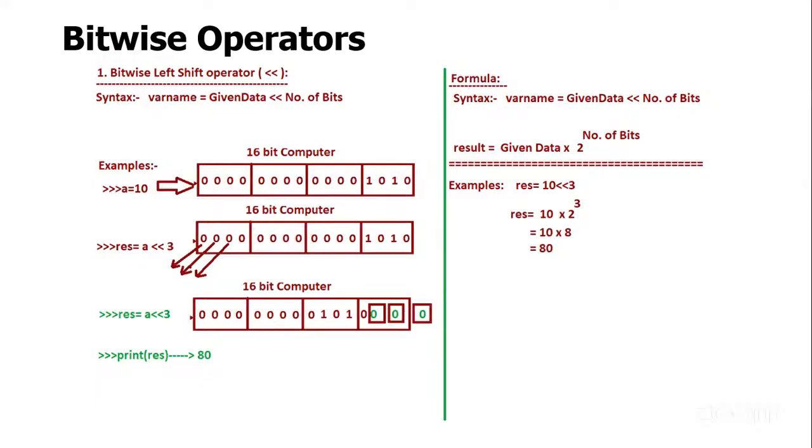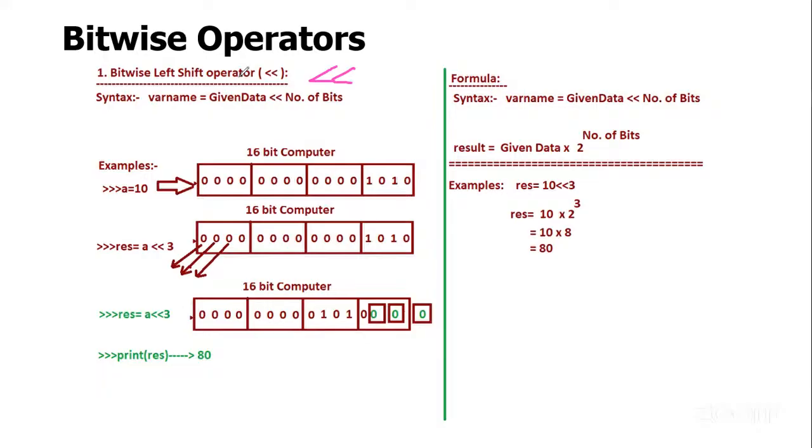So what do you mean by bitwise left shift operator? Here we have an image which is pictorially representing the bitwise left shift operator. How do we represent it? With the less than symbol. Double less than symbol represents the bitwise left shift operator. And what is its purpose? It actually shifts the bits to the left side.